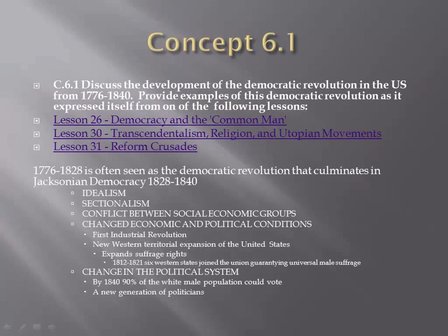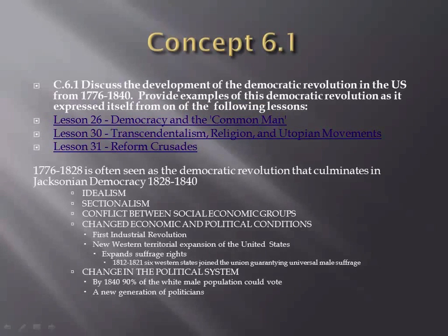So for concept 6, discuss the development of the Democratic Revolution in the United States from 1776 to 1840, and provide examples of this Democratic Revolution as it expressed itself from one of the following lessons. So find an example within these lessons, lesson 26, lesson 30, lesson 31. This is from your assigned readings dealing with the chapter on Andrew Jackson, or Jacksonian democracy.